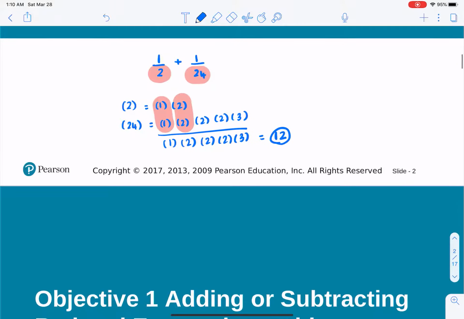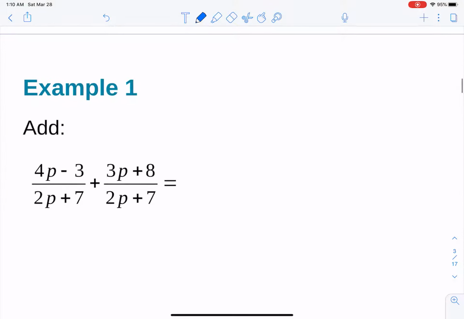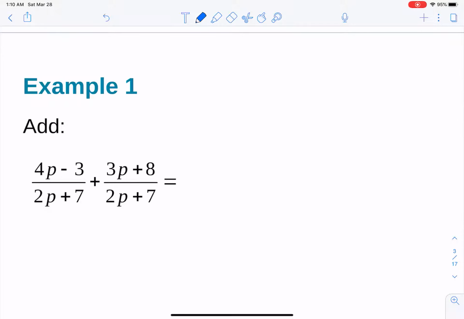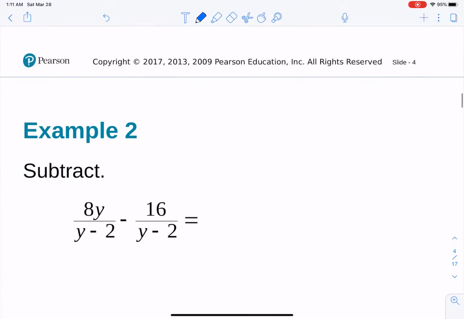We want to extend this to rational expressions where we have expressions such as this one, but this one's kind of easy because we have identical denominators, so we simply put that denominator that is in common already and combine the numerators, which is 4p minus 3 plus 3p plus 8. So 4p plus 3p is 7p, and 8 minus 3 is 5, so the answer is 7p plus 5 divided by 2p plus 7.